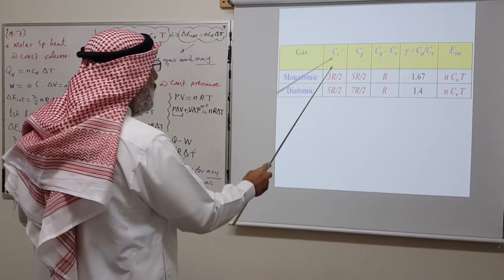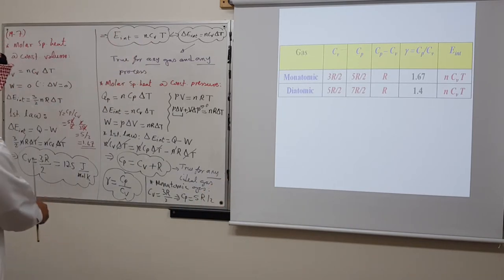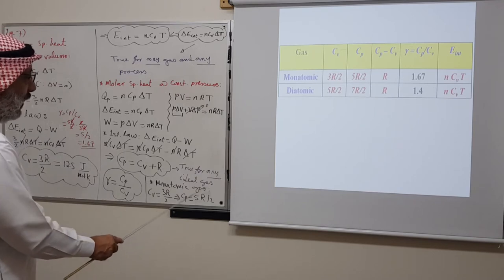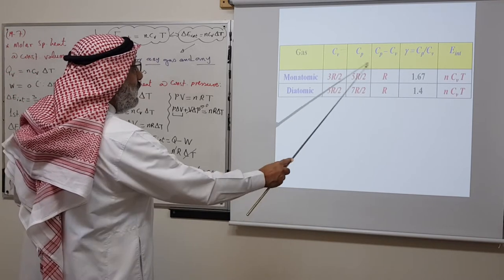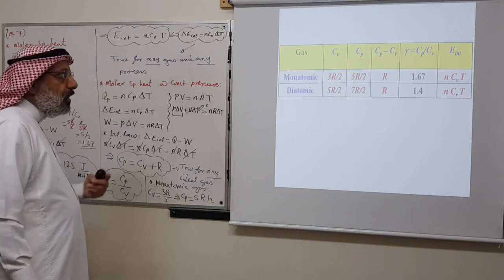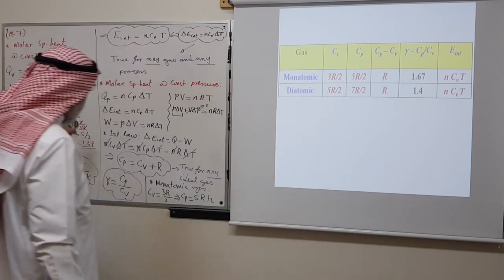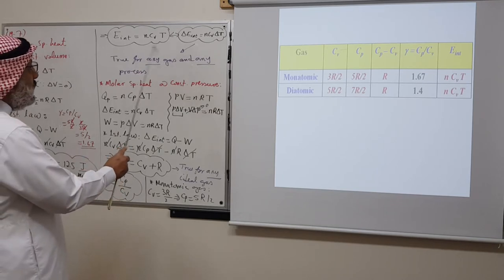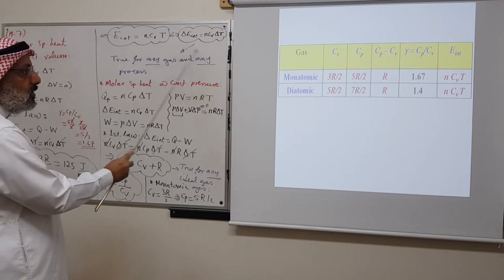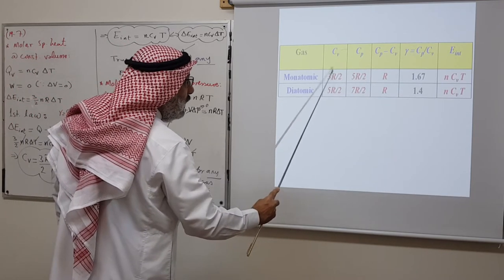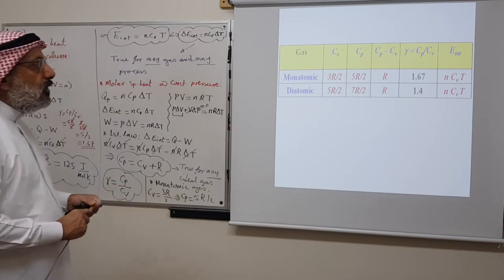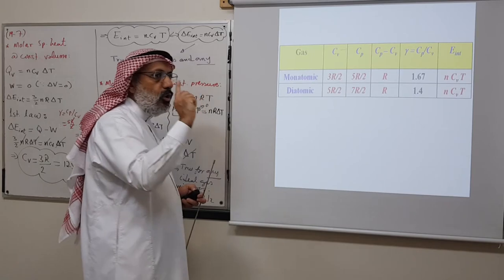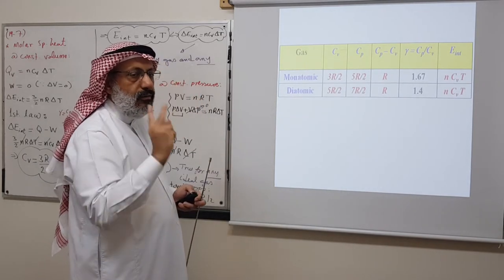For a monoatomic gas, CV is 3R over 2. That's what we found here. CP, you just add R to that, so we get 5R over 2. The difference between the two is R. Gamma, the ratio of the two, as we found here, is 1.67. And the internal energy, as we said, true for any gas, any process, is NCV multiplied by T. For the diatomic gas, we saw that the 3 becomes 5 because of rotation and vibration.